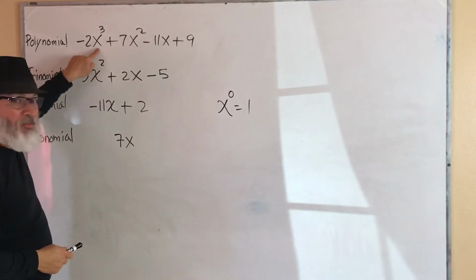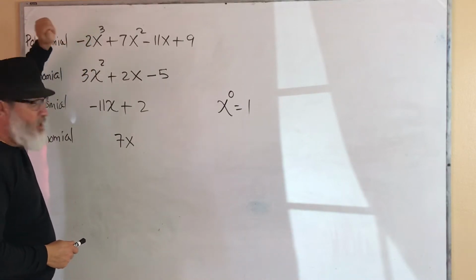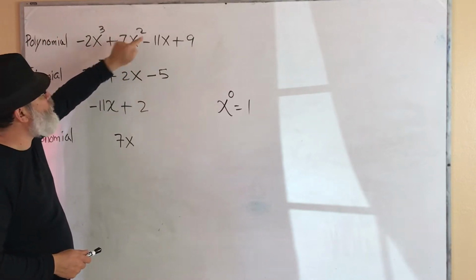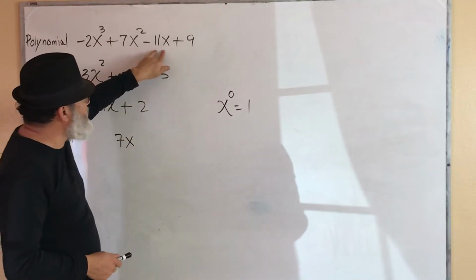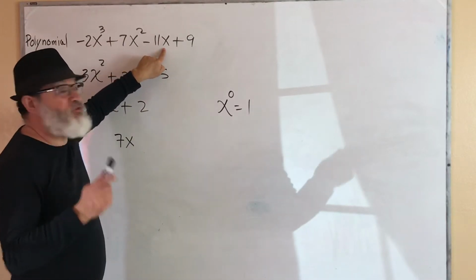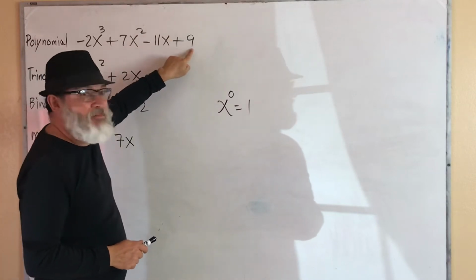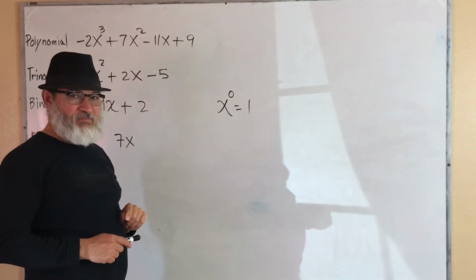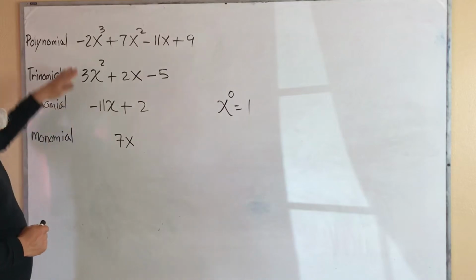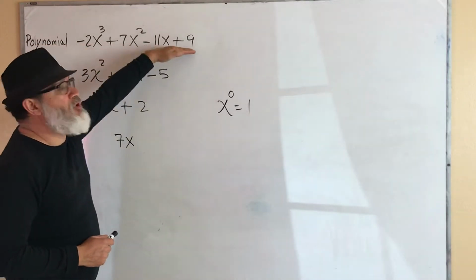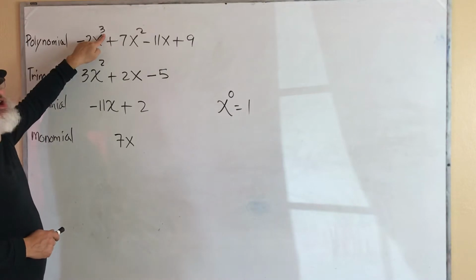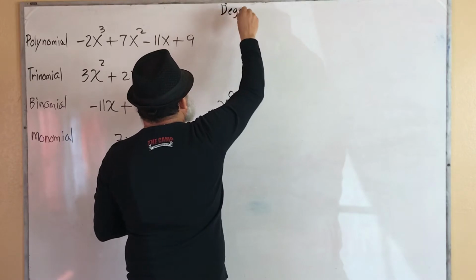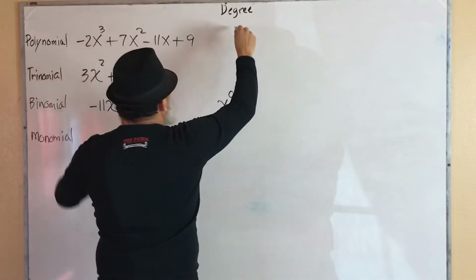So this term is of degree 3. This term is of degree 2. This term is of degree 1. And this term is of degree 0. The degree for this polynomial is the greatest degree of its terms. So the degree for this polynomial is 3.